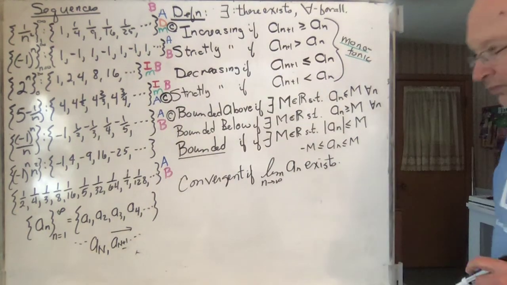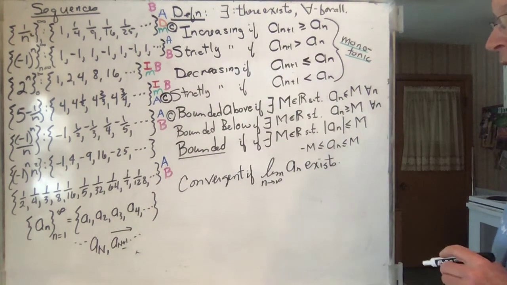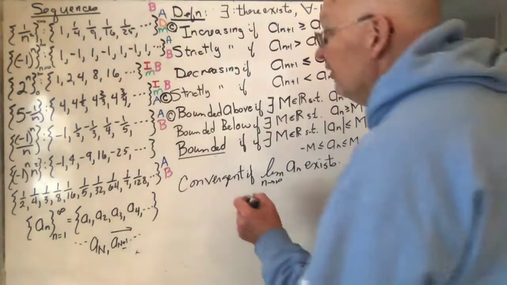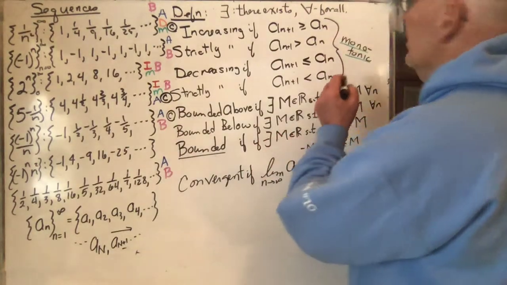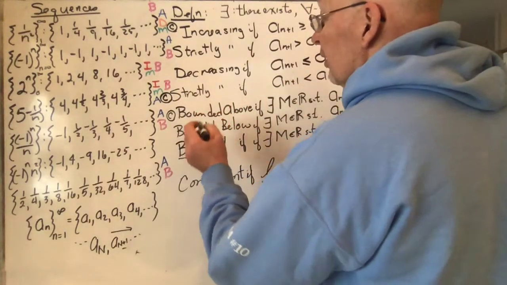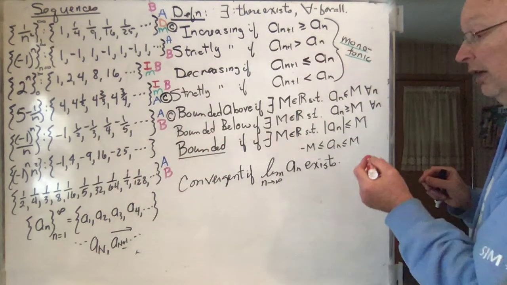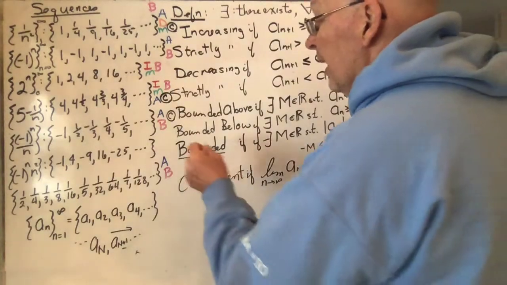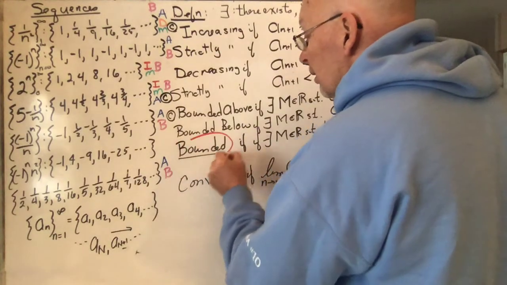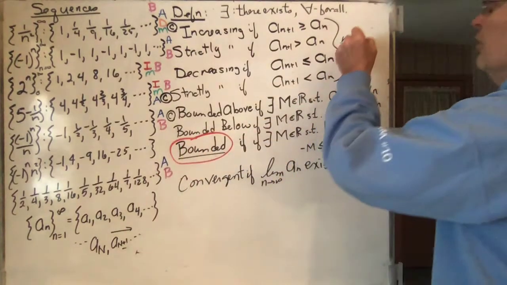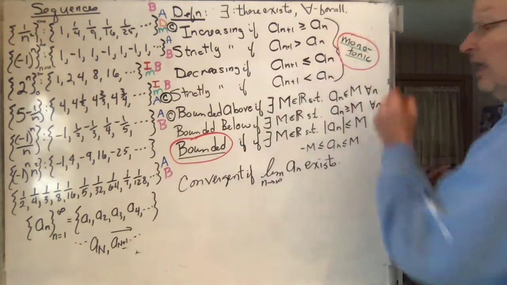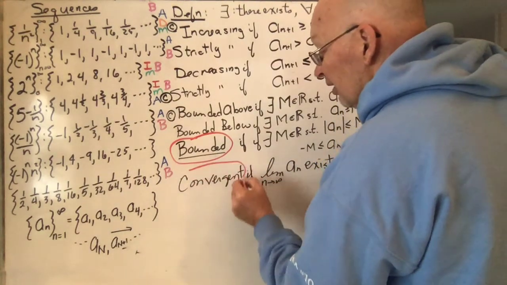Okay, here's the next question. Which of these things implies the other? We have 3 key words here. The 3 key words I want you to consider are these ones right here. The word bounded, the word monotonic, and the word convergent.